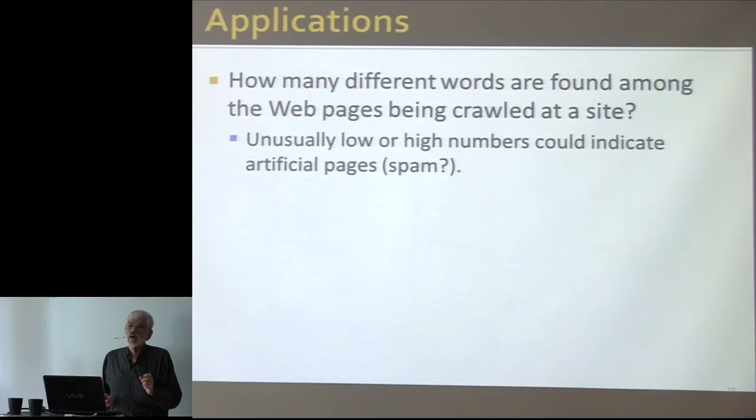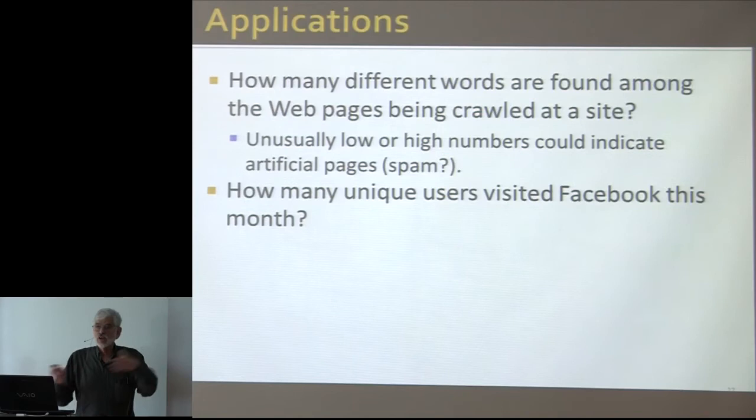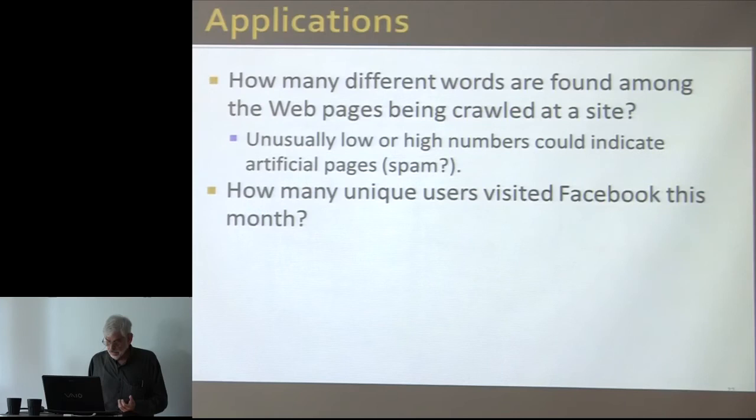Well, very common query. Facebook wants to report how many unique users visited. Think of the stream as every time you log on to Facebook, that's an element of the stream. If you log on 100 times in a month, they're only supposed to count you once. But you think, there are a billion users who might log on in a month, and so they've got to keep a set of a billion people that they've seen. Not that you can't do it, but it's a pain in the neck.